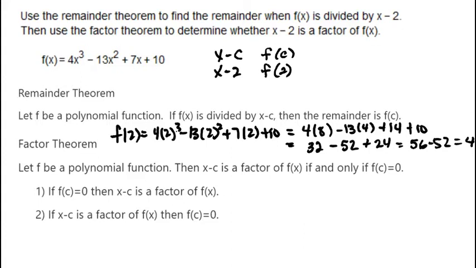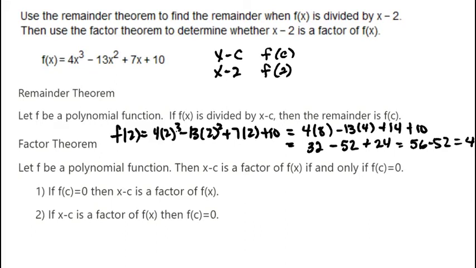So in the second part it says use the factor theorem to determine whether x minus 2 is a factor of f of x. So I have the factor theorem here. Let f be a polynomial function, then x minus c is a factor of f of x if and only if f of c equals 0.